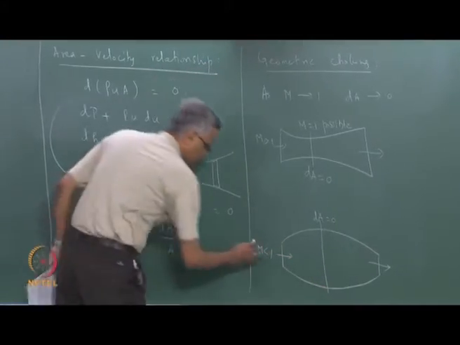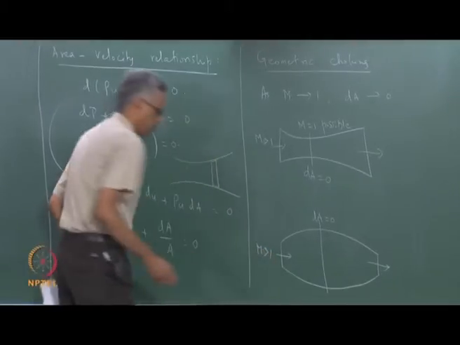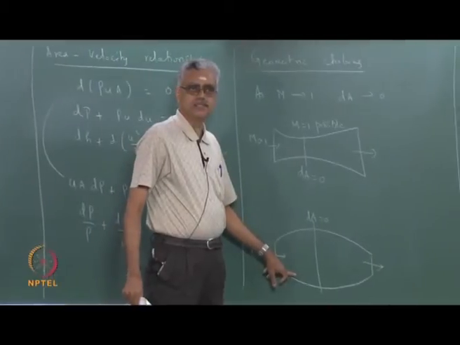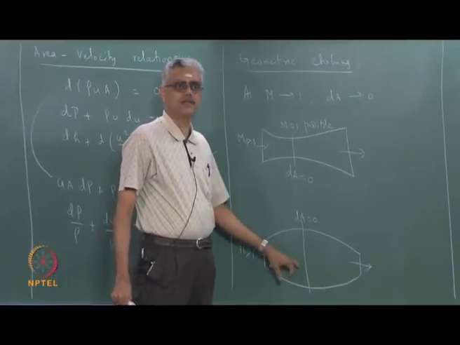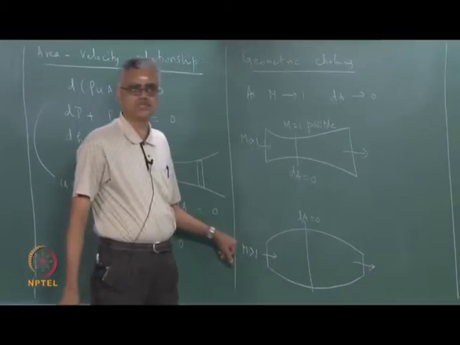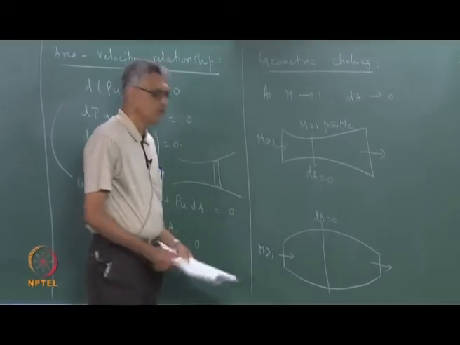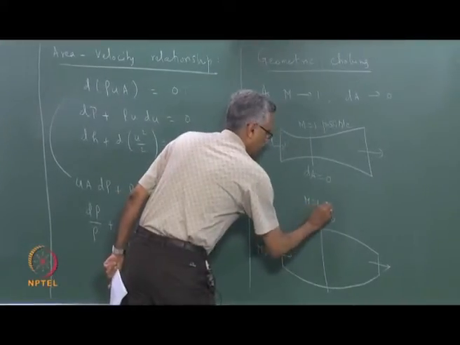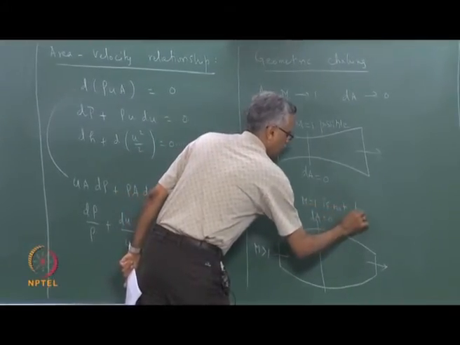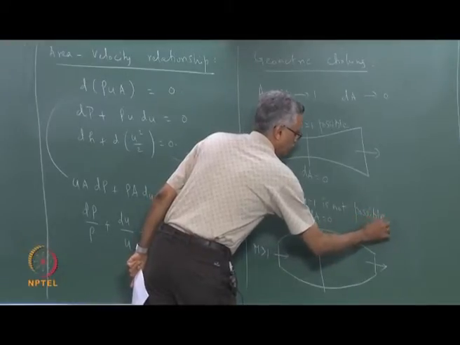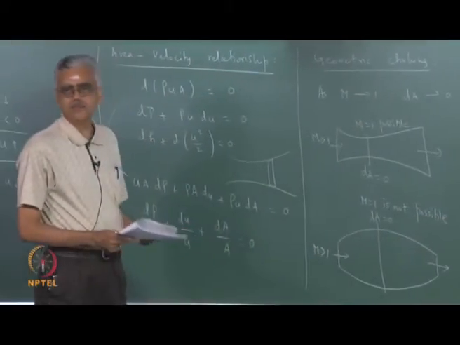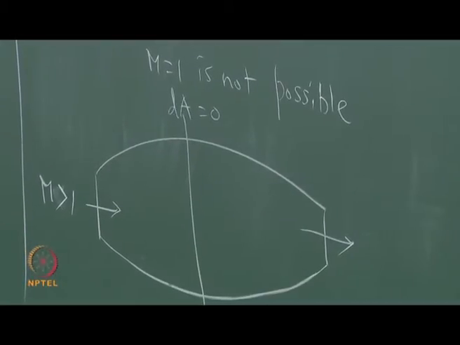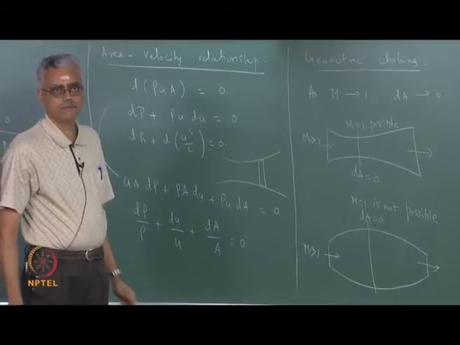Similarly, if the flow enters with a supersonic Mach number, then the flow accelerates in the diverging passage, so I cannot attain M equal to 1 in the supersonic case also. Which means that in this case, although dA is 0, M equal to 1 is not possible. So dA may be 0, but M equal to 1 is not possible.